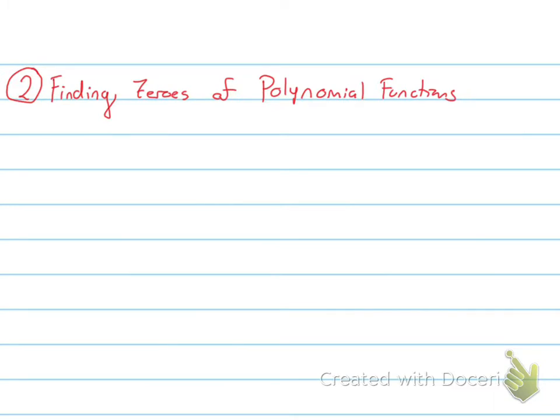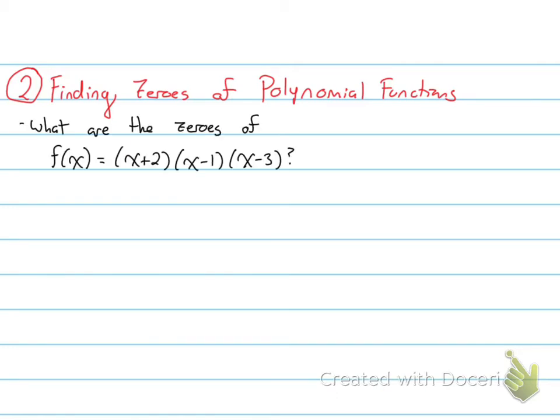What's beneficial about factored form is it could easily help me find zeros of a function or a graph. So here I want to know what are the zeros of f of x equals (x plus 2) times (x minus 1) times (x minus 3). This is already in factored form, so just looking at this function and using the zero product property, I can find my zeros easily. Remembering the zero product property, if I could get any one of those parentheses to equal 0, that's going to make the entire equation 0.